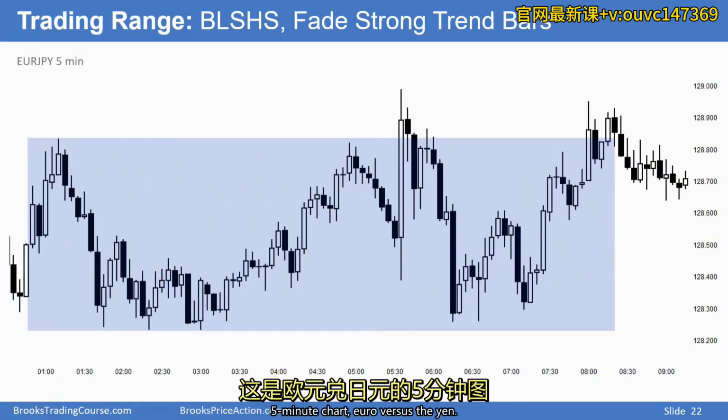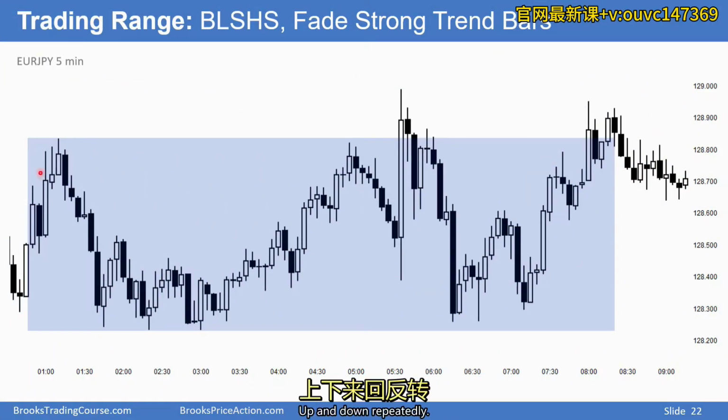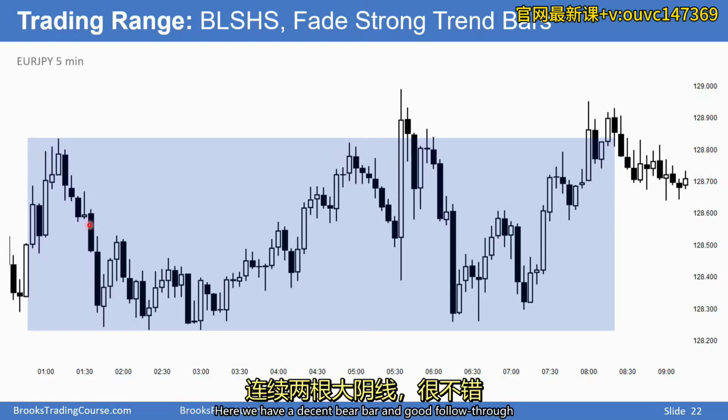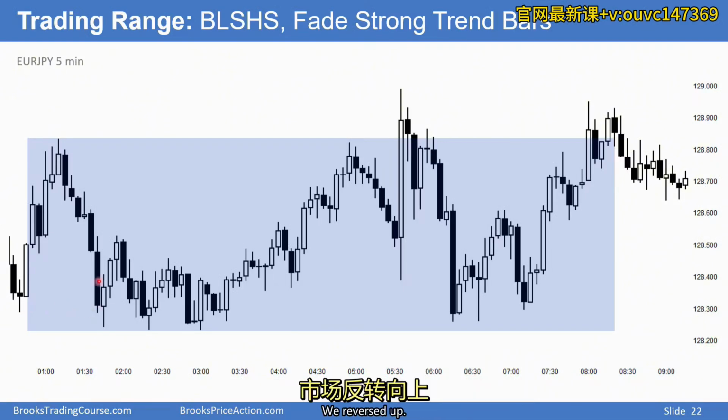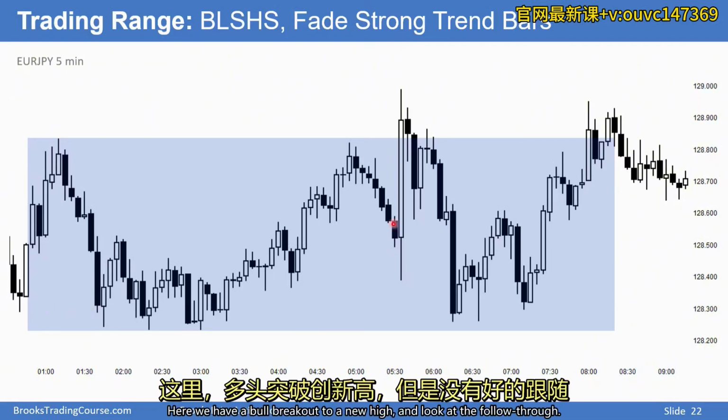5-minute chart, euro versus the yen, up and down repeatedly. Here we have a decent bear bar and good follow through at the bottom of the range. At a prior low, we reversed up. Here we have a bull breakout to a new high, and look at the follow through.